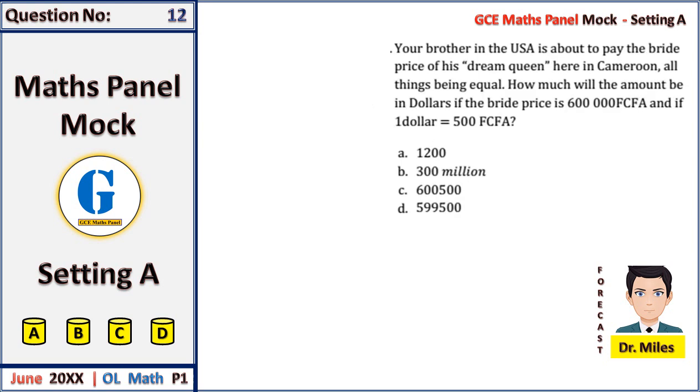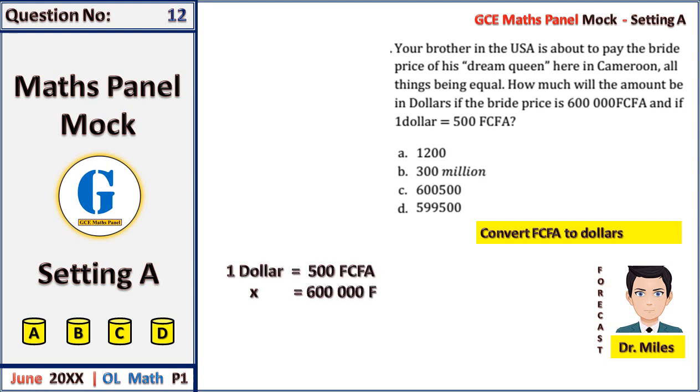Your brother in the United States of America is about to pay the bride price of his dream queen here in Cameroon, all things being equal. How much will the amount be in dollars if the bride price is 600,000 FCFA and if $1 equals 500 FCFA? So here we have to convert FCFA to dollars, and $1 equals 500 FCFA according to the equation. Therefore, how many dollars is going to give us 600,000 FCFA? When you cross multiply, the value gives us $1,200.